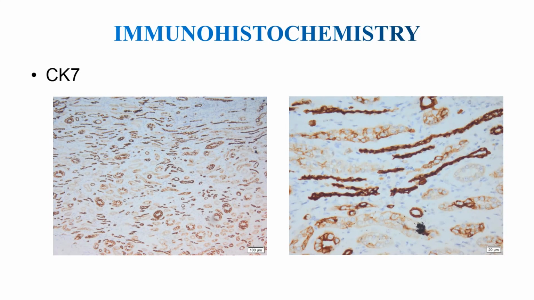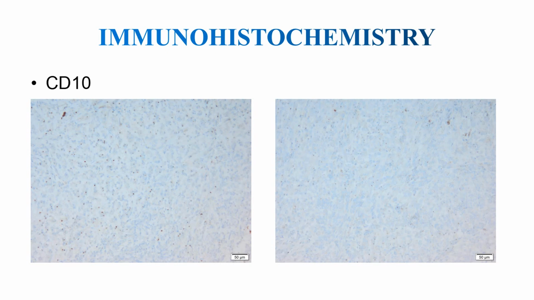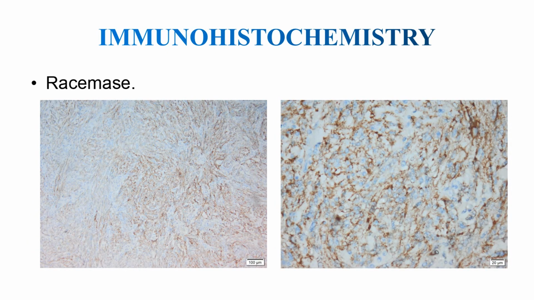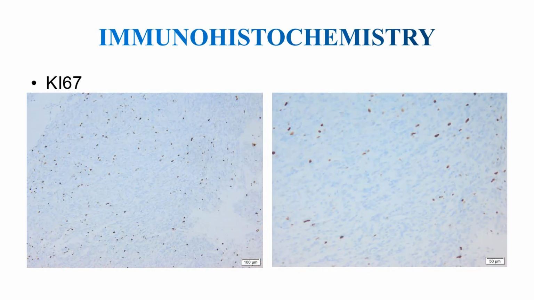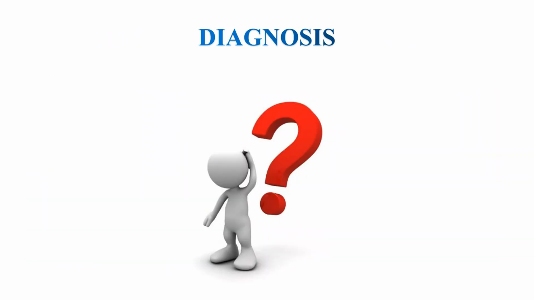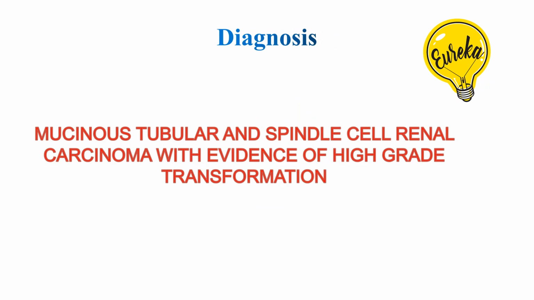Immunohistochemistry was performed and the results are as the following. Cytokeratin 7 was positive, CD10 was negative, racemase was diffusely positive, Ki67 was low, about 10%. So all these findings led us to the final diagnosis, which is mucinous tubular and spindle cell renal carcinoma with evidence of high-grade transformation.